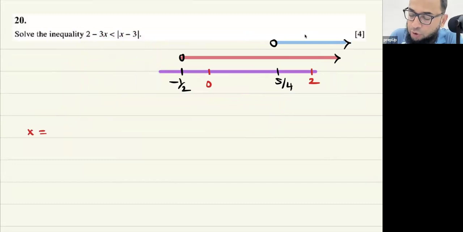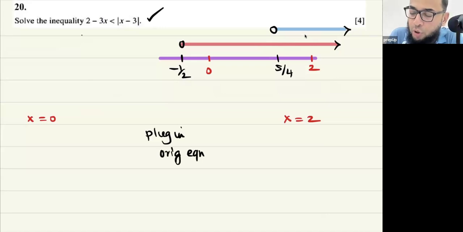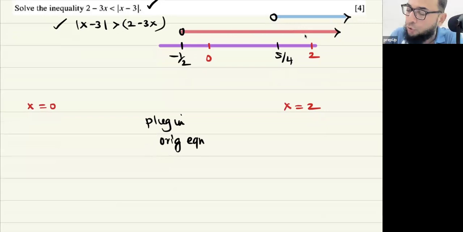So x is equal to 0, and x is equal to 2. Let me plug these into the original equation. This is the original equation, or if I write it like this, modulus of x minus 3 is greater than 2 minus 3x, that's also the original, the same thing. So if I plug in 0, let me change the color. Over here I'll choose purple, and over here brownish.